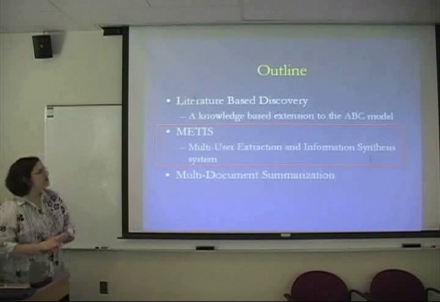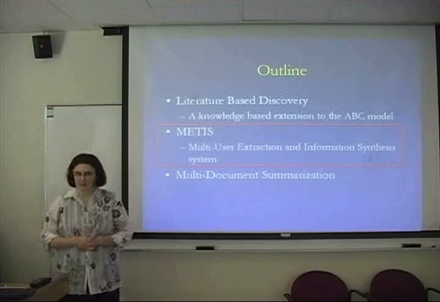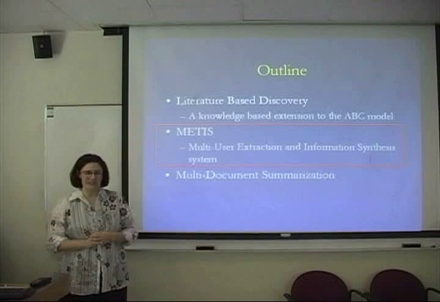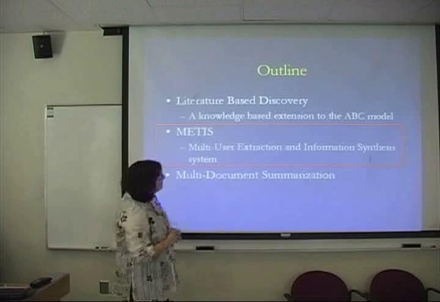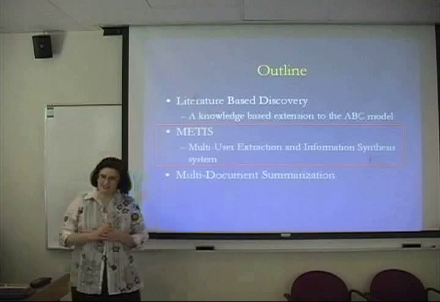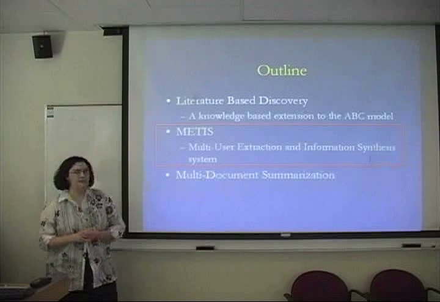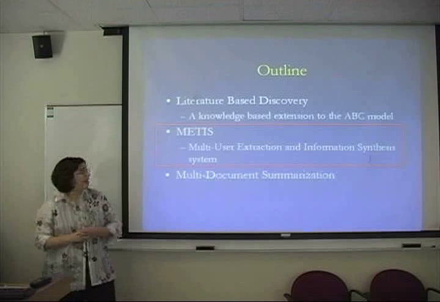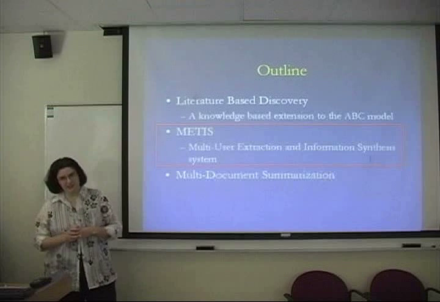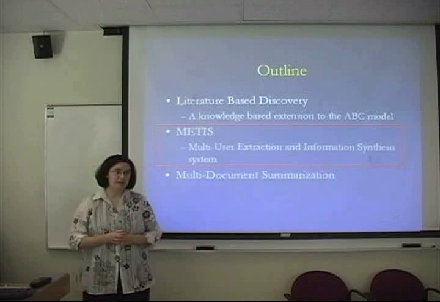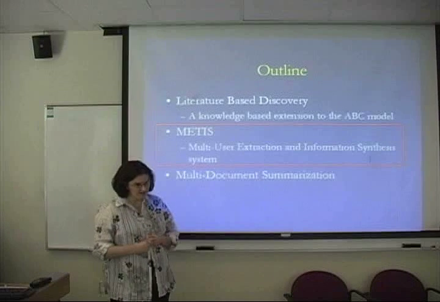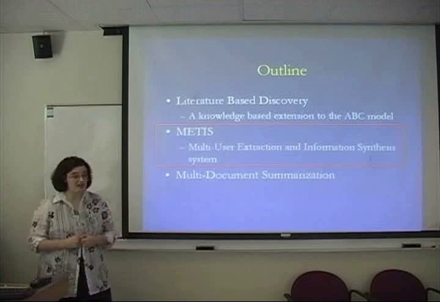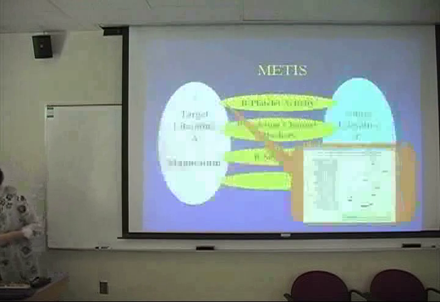So we've just finished talking about the ABC model and how a knowledge-based representation might allow us to deal with this branching factor. We're going to try and switch gears now, and we're going to talk a little bit about an alternative approach. It's embodied in a system called METIS, and the main difference here is that it's motivated by how scientists already synthesize evidence from literature.